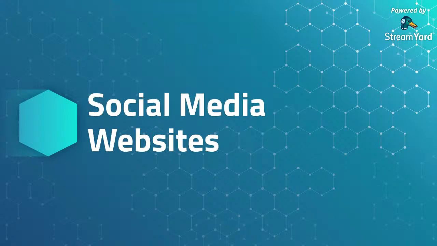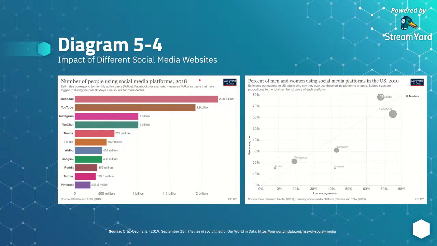All right, now let's talk about the social media websites. This figure contains two different graphs sourced from Our World in Data, a project based at Oxford University. This is the total number of people using social media platforms in a month, well, average monthly active users across the world. I mean, the United States does not have a population of 2.26 billion.